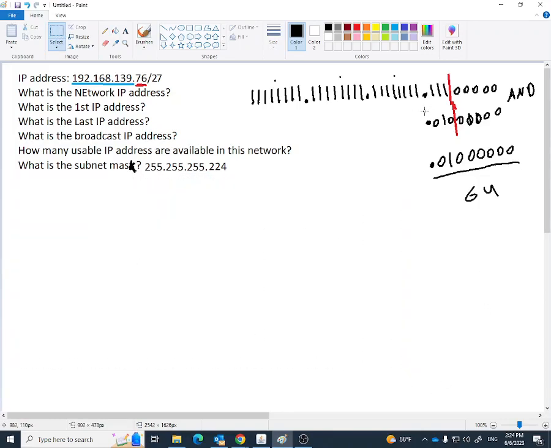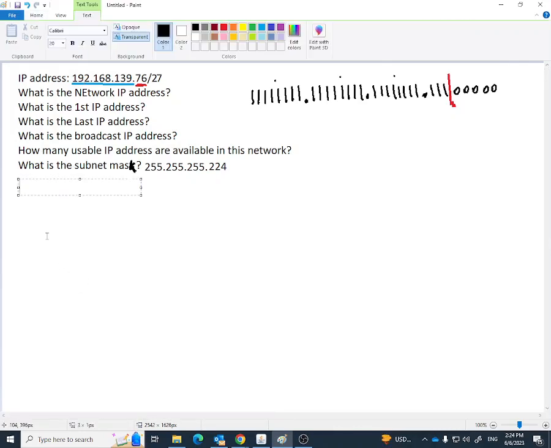So let me take this one away. I'll take this one away as well, and this one away, and just keep the subnet mask because we might need it later. Now let's go ahead and answer that question. I'm going to come here and click here. We'll just say net IP equal 192.168.139.64/27. So that's my network IP address.